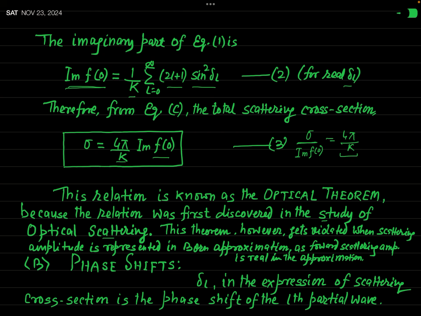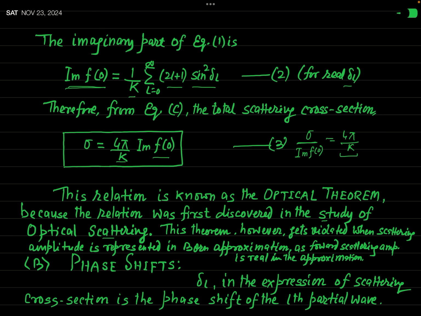But here we must see that when a scattering amplitude is represented in Born approximation, you have also not learnt about Born approximation till now, but after the completion of videos on these partial wave methods, I will start to discuss another mathematical tool to discuss the scattering problem, which is called Born approximation. Then you will see that in case of Born approximation, this optical theorem is violated. It will not remain valid.